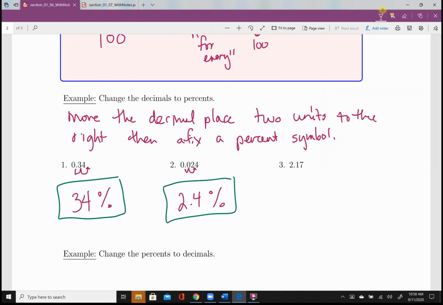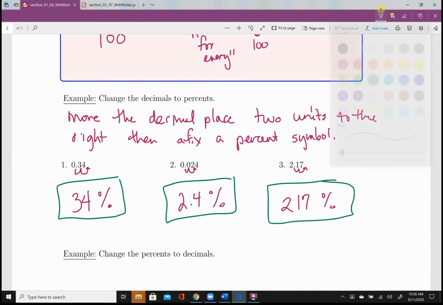All right, let's move this decimal place over 2 spots. Whoa, this turned the 2.17 into 217%. Is that okay? Can you consider more than 100% of something? Actually, yes, you can, which might seem a little counterintuitive, but yep. That just means you have more than one whole thing is one way you could think of it conceptually, okay?